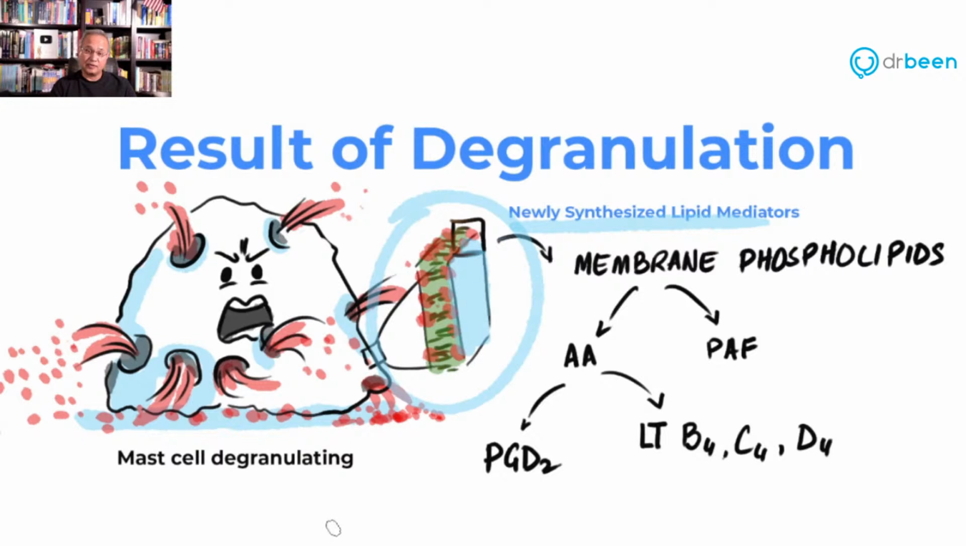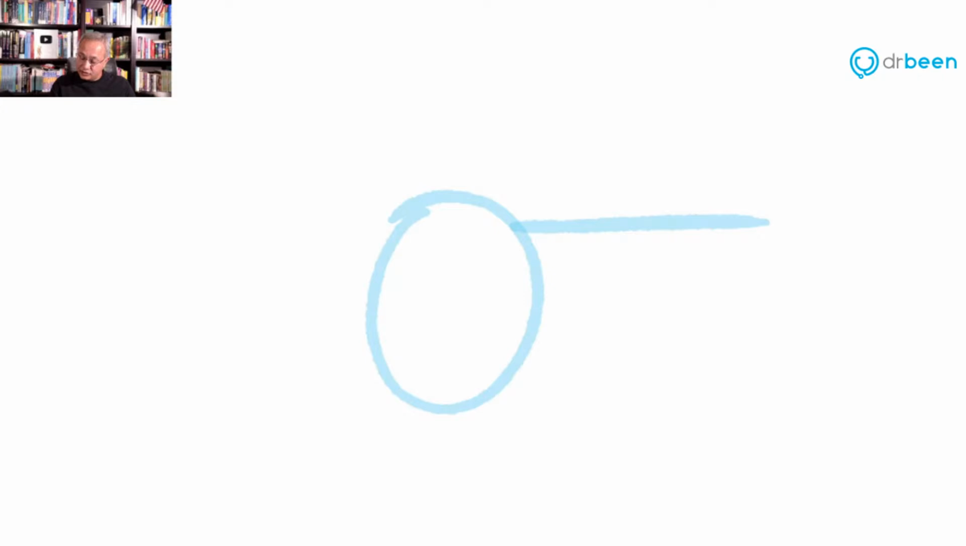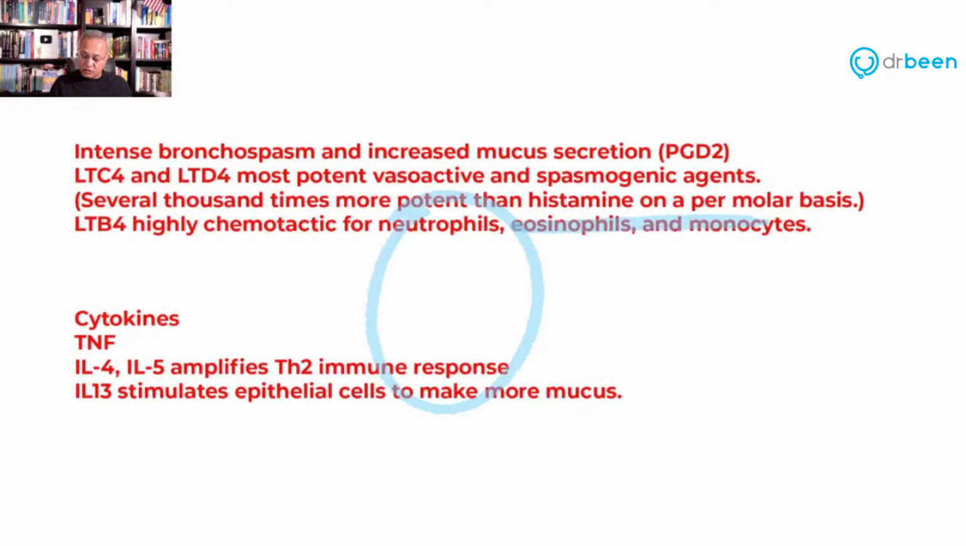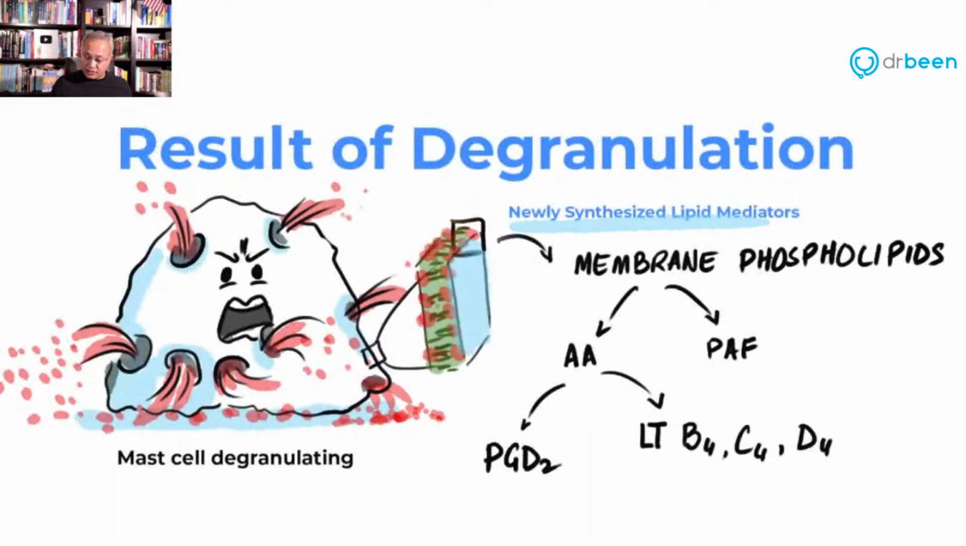And mast cells are masters of that. So what they do is they take from their membrane phospholipids and they make arachidonic acid, they make platelet activating factors. From the arachidonic acid, they make prostaglandins, they make leukotrienes, and these are potent chemical substances. And we'll talk about them in a second. Do you see how damaging this whole thing is about to become? Or as you can see, it is becoming.